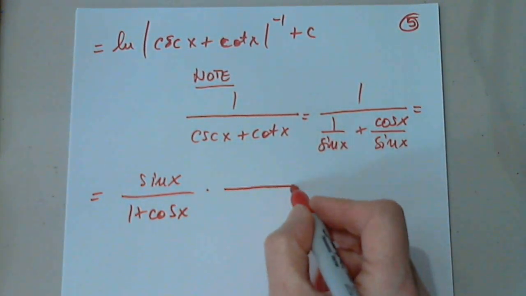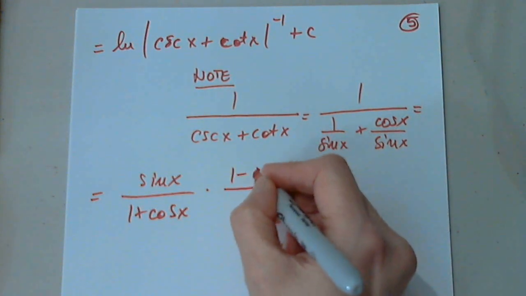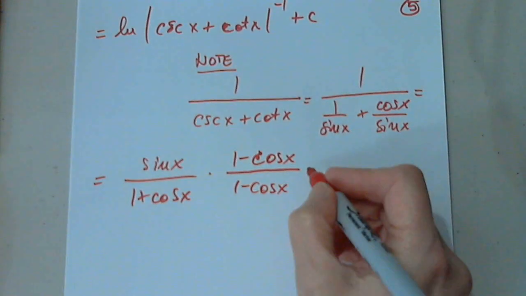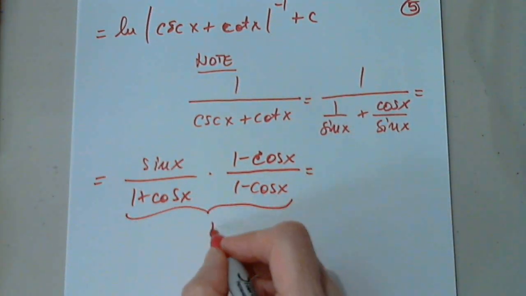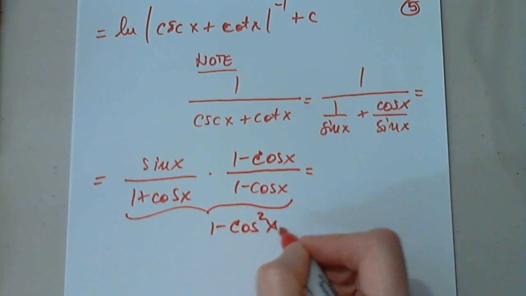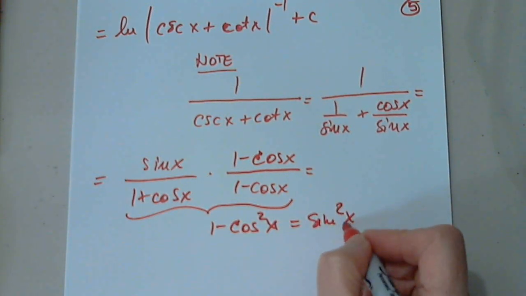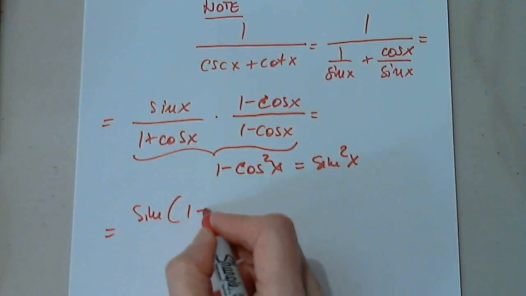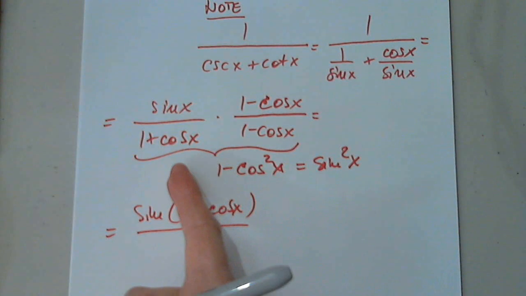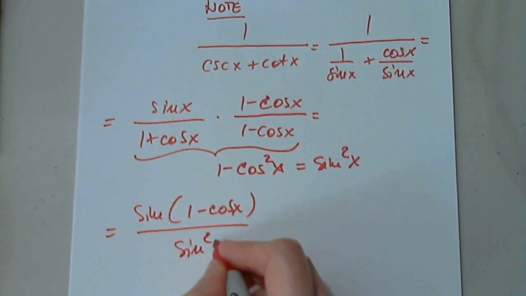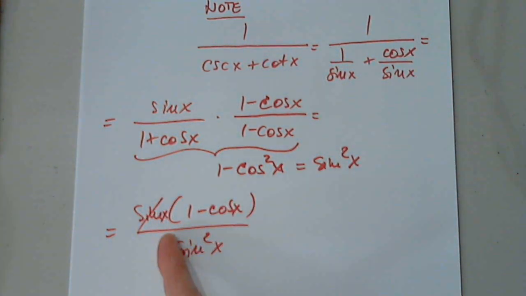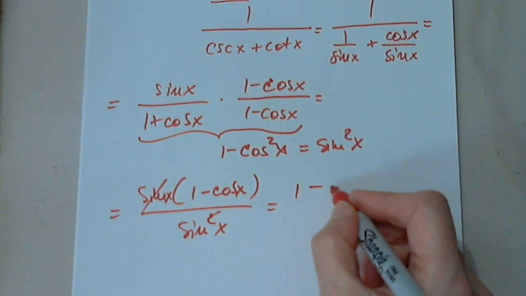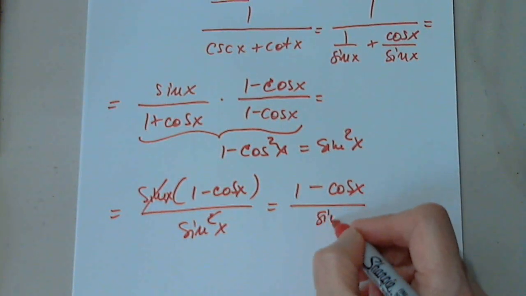And I'm sure you remember this little trick from trig. 1 minus cosine x, 1 minus cosine x, same thing, no change. But when I multiply these two, I get 1 minus cosine squared x, which is sine squared x. So then sine times the numerator, but everything divided by sine squared. This was sine x, careful. So we remove one factor of sine x, so then I have 1 minus cosine x over sine x.